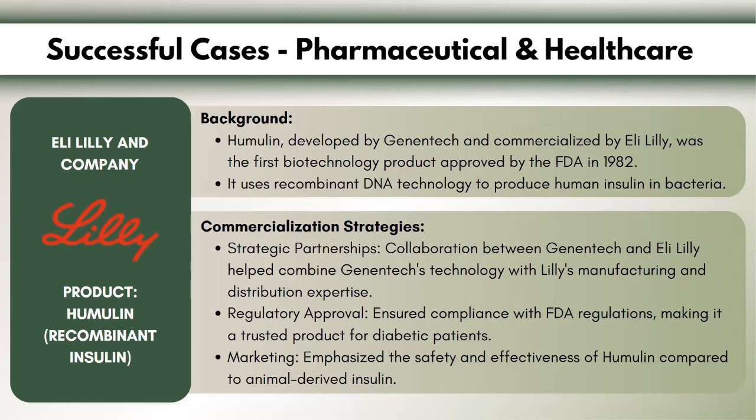insulins. Several key strategies contributed to the success of Humulin. The first one is strategic partnership, where the collaboration between Genentech and Eli Lilly combined Genentech's technological expertise with Lilly's manufacturing and distribution capabilities. Next is regulatory approval, where ensuring compliance with FDA regulations helped establish trust and reliability for Humulin among diabetic patients. Lastly is marketing, which emphasized the safety and effectiveness of Humulin compared to traditional insulin, increasing its acceptance and adoption in the markets.